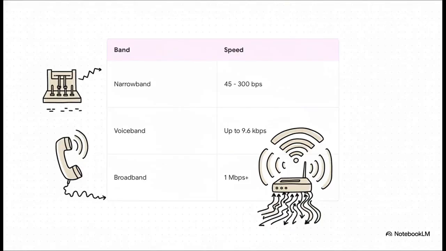It's kind of wild to see how data speed literally categorizes the evolution of our networks. I mean, we started with narrowband, running at a crawling 45 to 300 bits per second. Basically, think of old telegraphs. Then came voiceband, which pushed things up to 9.6 kilobits per second, which became the standard for your landline telephones. And finally, we hit broadband, starting at 1 megabit per second and scaling massively upwards from there. That's what's powering your home Wi-Fi and all your modern video streaming today.